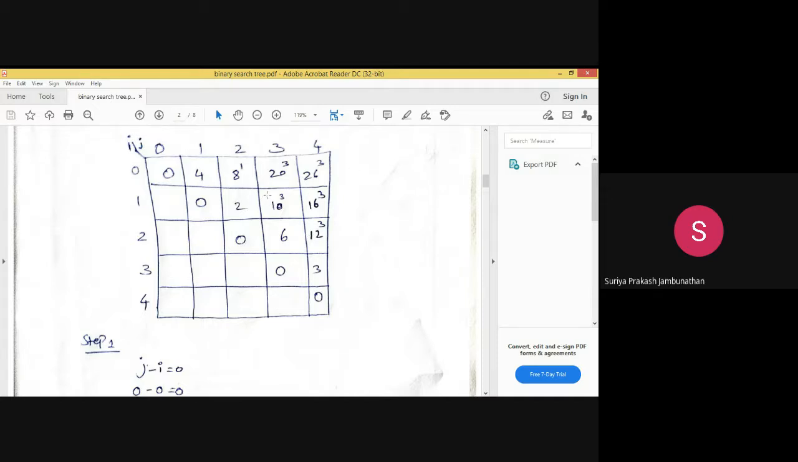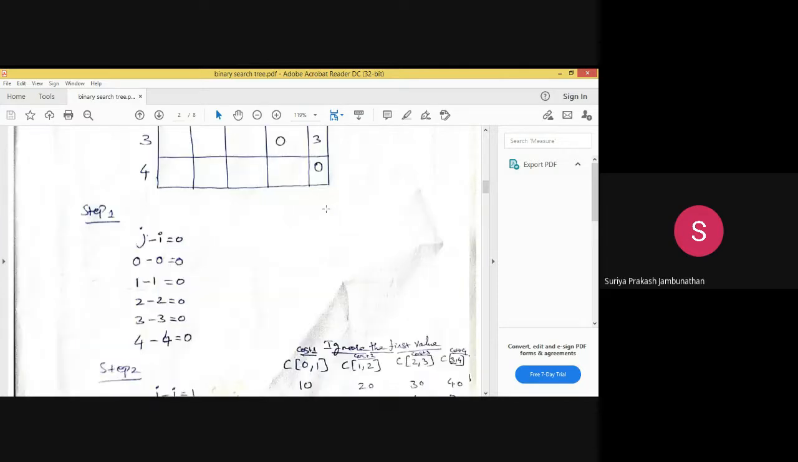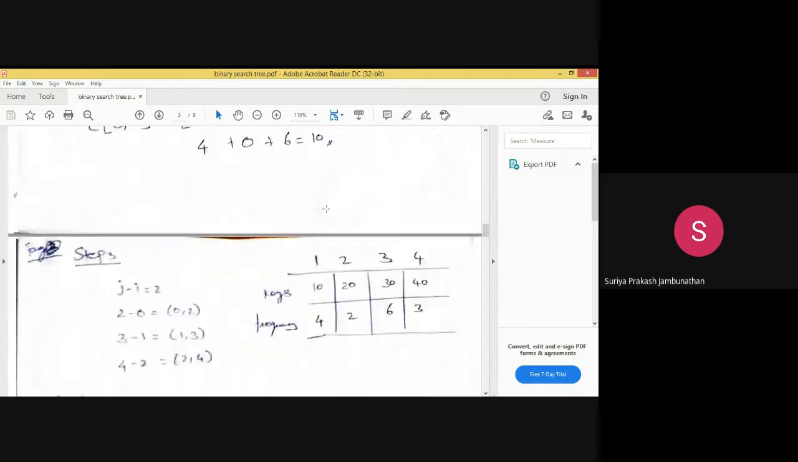So this entire diagonal got filled now: 8 power 1, 10 power 3 and 12 power 3. Now we are moving to the next level. This level we have to fill. So 20 power 3 and 16 power 3, how we filled them, that we are going to see now. Okay, so now let's move to the next level.